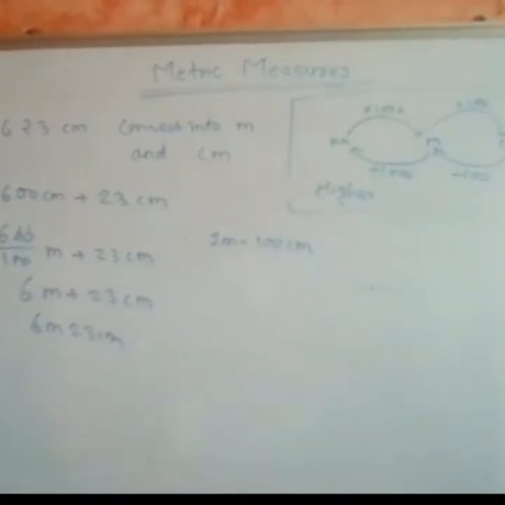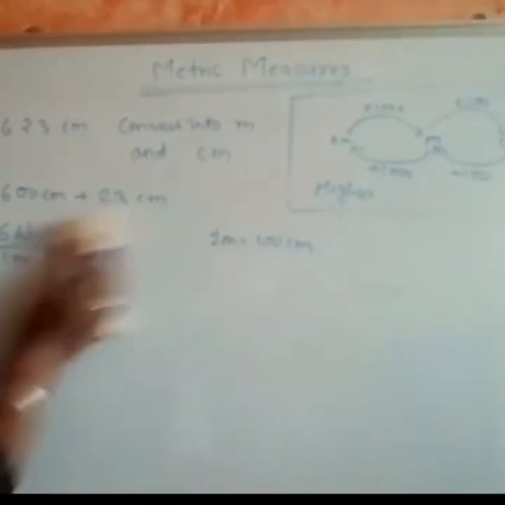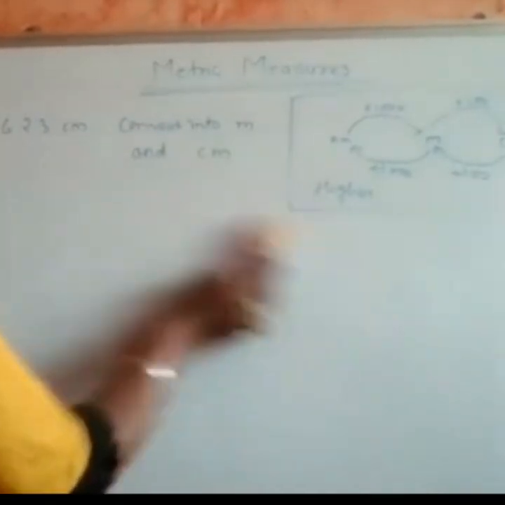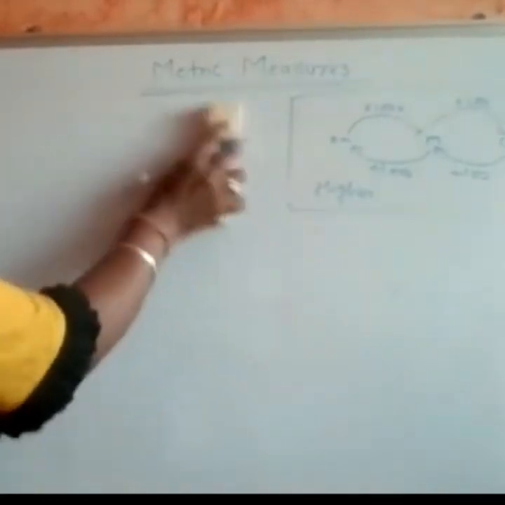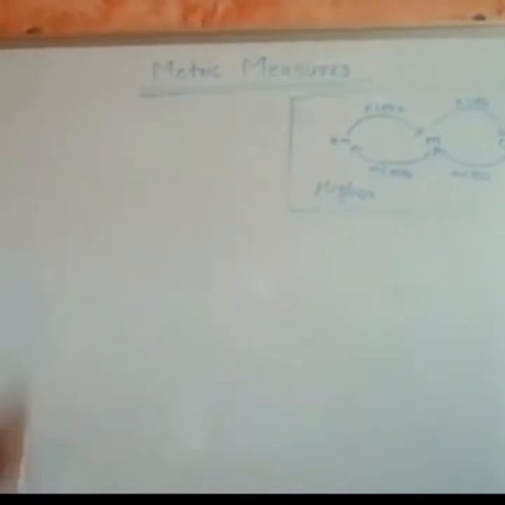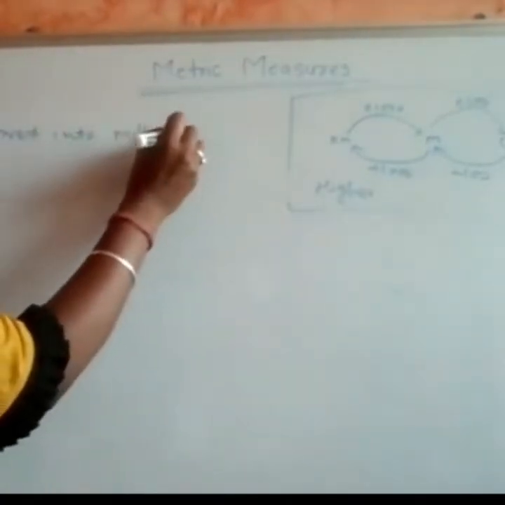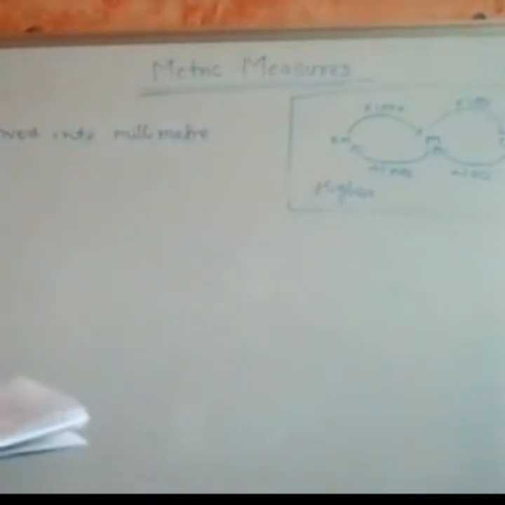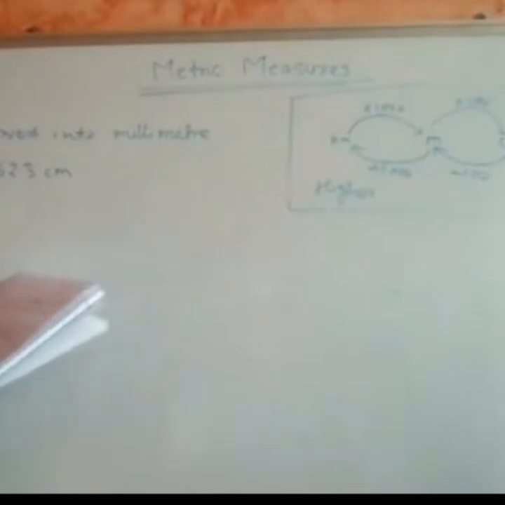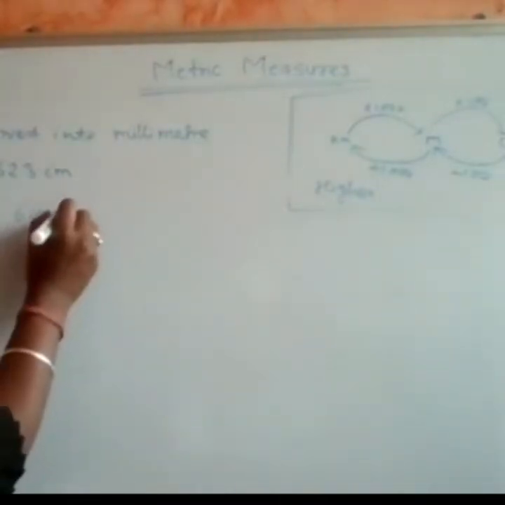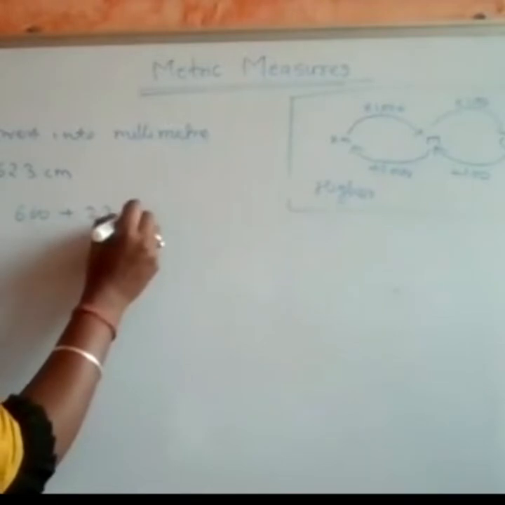Now the next question is coming. Convert into the millimeter. Like we are having the 623 centimeter. In 623 centimeter, we are having 600 plus 23 centimeter.